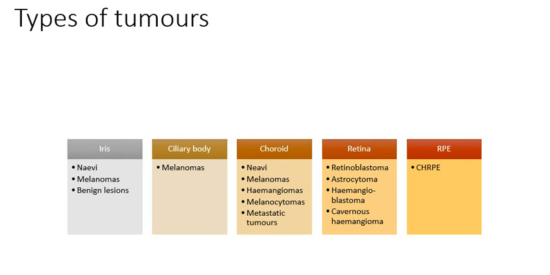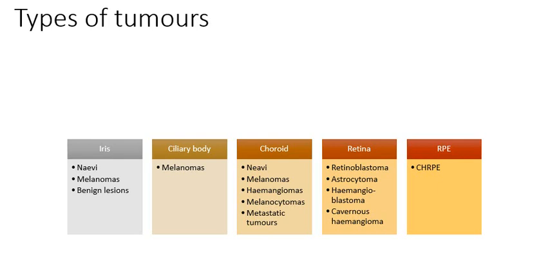Ocular tumours can occur pretty much anywhere in the eye, as you can see in this slide here. So they can appear in the iris, the ciliary body, the choroid, the retina, and the retinal pigment epithelium. And I've divided all the different types of tumours under the particular eye structure that they affect.